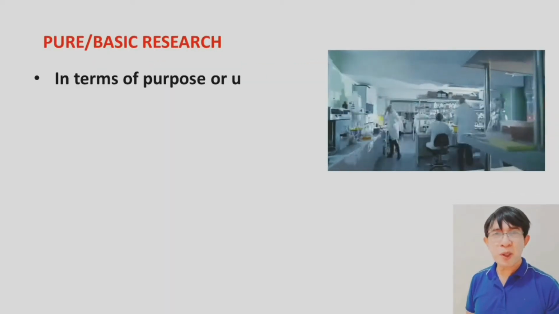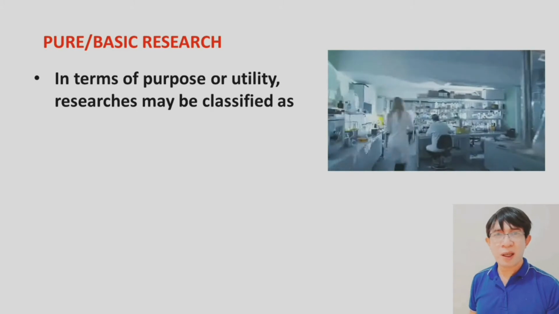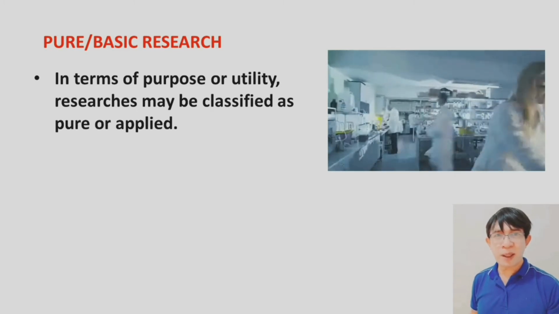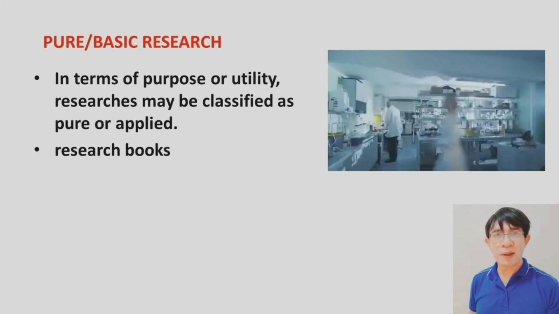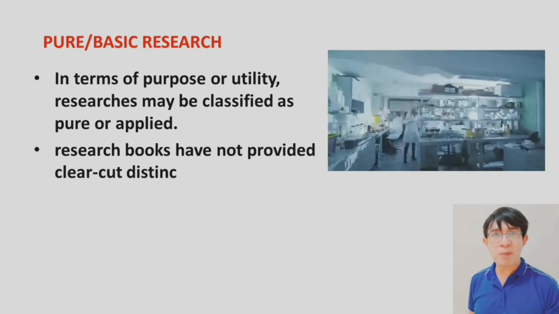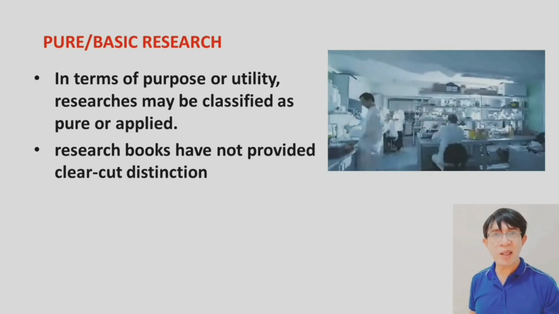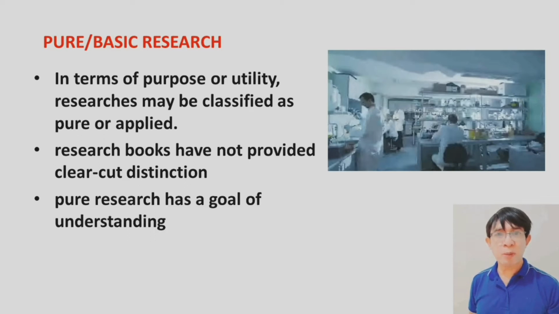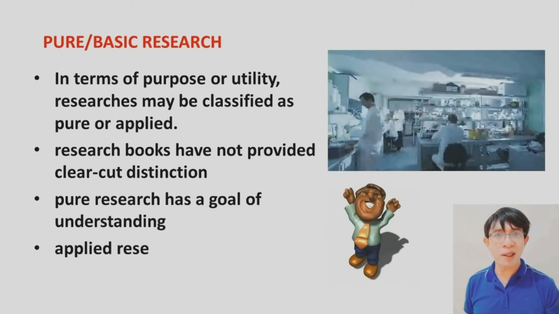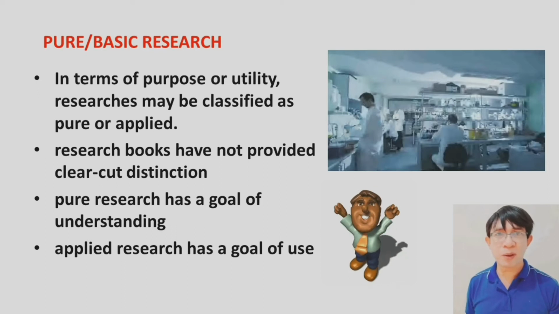In terms of purpose or utility, researches may be classified as pure or applied. Most research books have not provided clear-cut distinction between the two classifications. This dichotomy is best exemplified as follows. Pure research has a goal of understanding, while applied research has a goal of use.